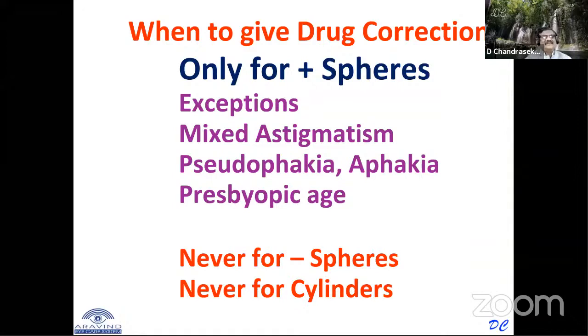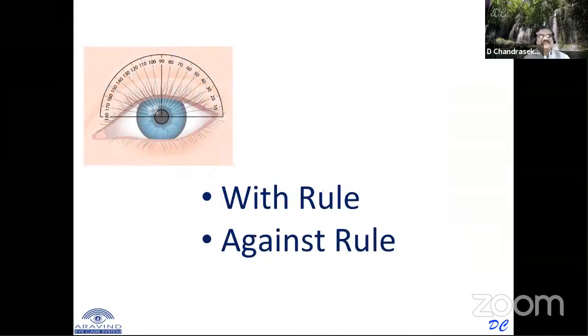Pseudophakia and aphakia, there is not going to be accommodation. Presbyopia case, there is not going to be accommodation. So except in mixed astigmatism, pseudophakia, aphakia, and presbyopia cases, you will give drug correction for plus spheres and no drug correction for minus spheres and cylinders. So this is the basis.